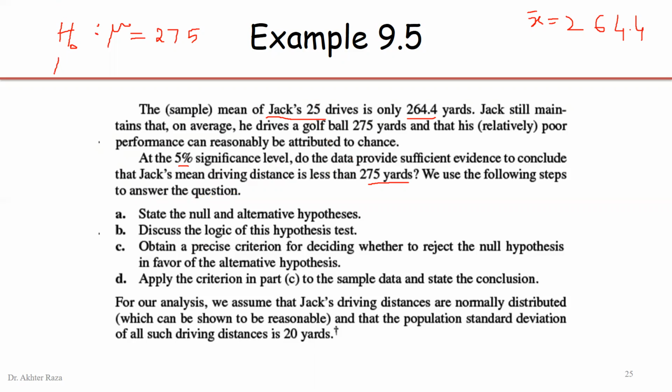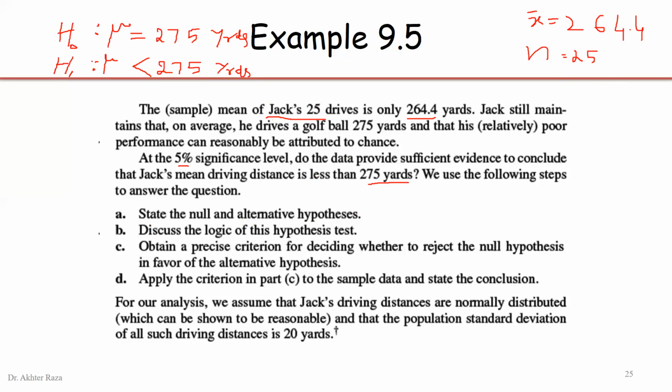H1, or HA, is that the mean is less than 275 yards, because it is stated in the statement, 275 yards. And the sample mean is 264, sample size is 25. We have no idea about the population size in the problem, and it is of course not required.